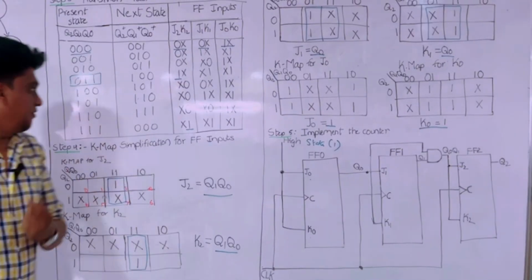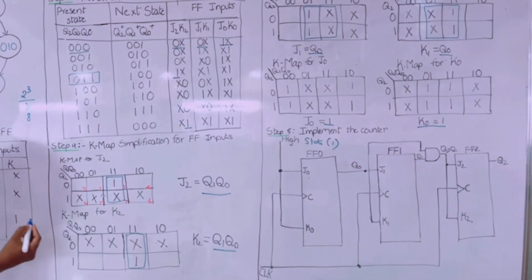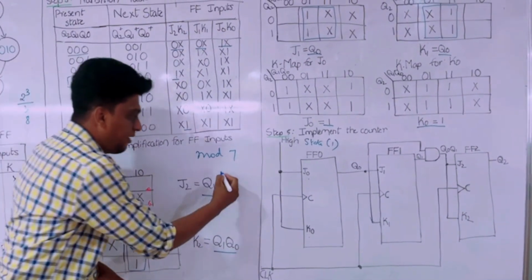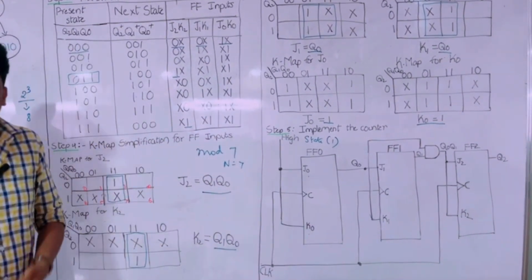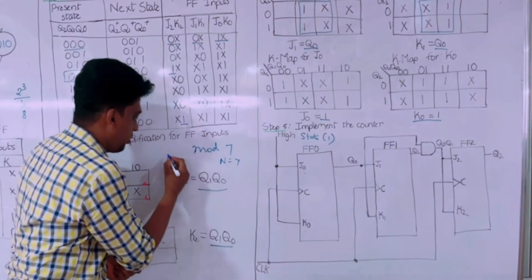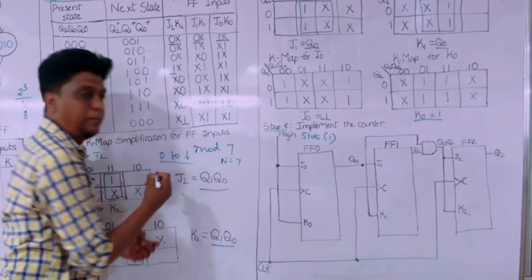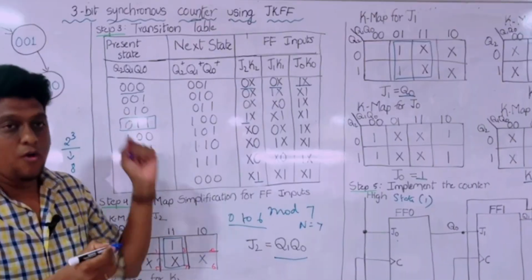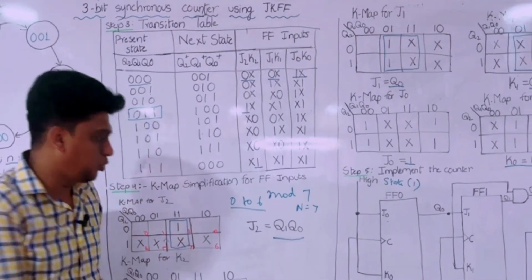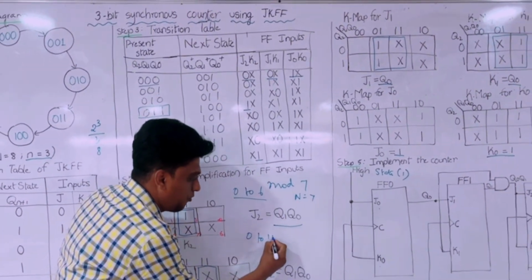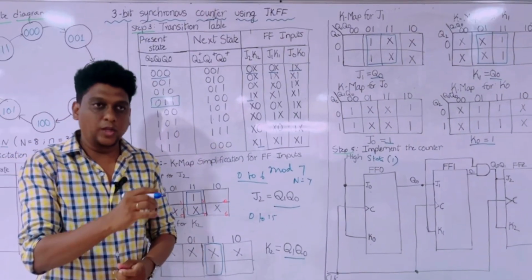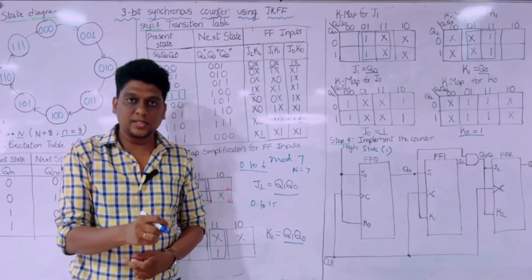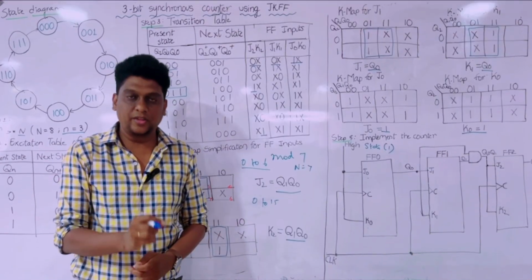Suppose the question is mod 7. Mod 7 means the capital N value equals 7, so we should count from 0 to 6. That is the meaning. In this problem they directly gave us a 3-bit synchronous counter. A 4-bit synchronous counter means you have to count from 0 to 15. If they ask for a particular mod value, that value represents the capital N, and from it we find the number of flip-flops.